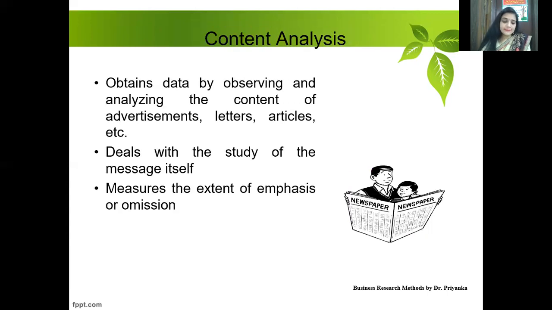Content analysis. It is actually a kind of observation regarding written content only. Content analysis obtains data by observing and analyzing the content of advertisements, letters, articles, etc. It deals with the study of the message itself, or it measures the extent of emphasis or omission. For example, you might be studying a newspaper, how things are being reported in the newspaper or something like that.